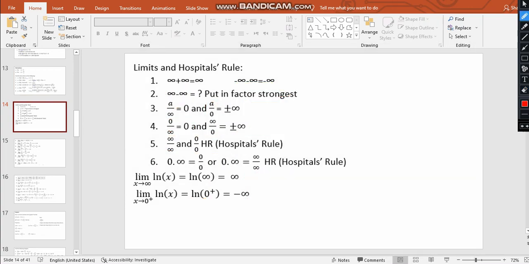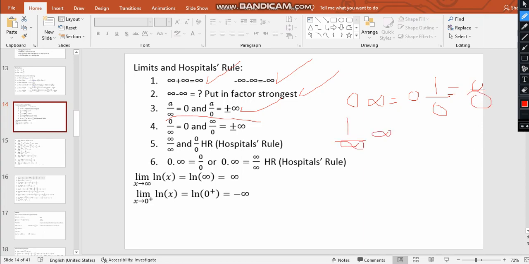So here in L'Hospital's rule we know these. Infinity plus infinity is infinity, minus infinity minus infinity is minus infinity. Infinity minus infinity: put the strongest in factor. A number over infinity is 0, a number over 0 is infinity. You know these. Infinity over infinity or 0 over 0, use L'Hospital's rule. 0 times infinity, why do we use L'Hospital's rule? Because infinity can be written as a number over 0, so we refer back to 0 over 0, or a number over infinity. So 0 times infinity will be infinity over infinity, and can be reduced to L'Hospital's rule.